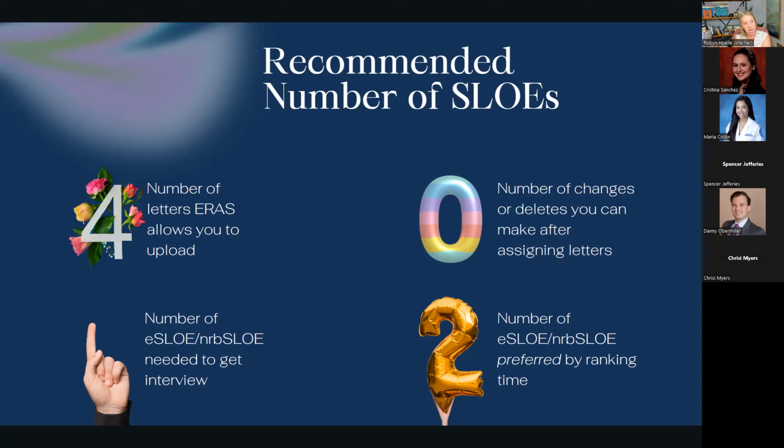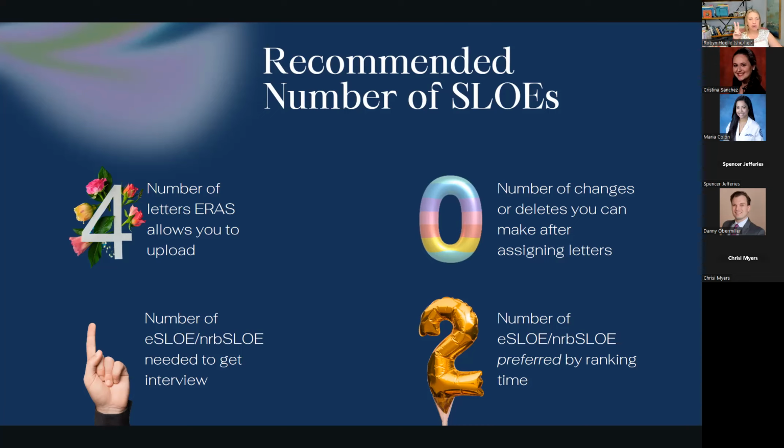Important for you guys to know, 0 is the number of changes you can make once you've assigned a letter to a program. So in ARIS, you upload your letters, and then you're applying to North Florida. You assign 4 letters to North Florida. You cannot change one out. You can't take one away. They're all assigned. You can't make any changes. You can add letters. So if you are doing a late rotation, you're doing 1 rotation in, I don't know, July, and you're doing your second rotation in October or November, then you want to leave space to add your second SLOE. So I just want you guys to be aware of that.